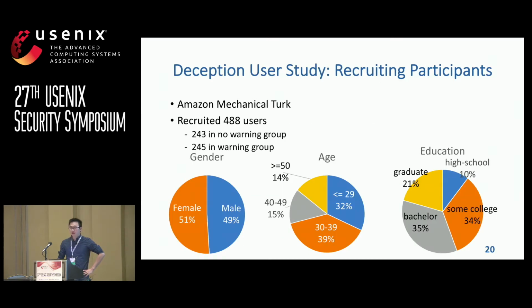So we recruited 408 users from Amazon Mechanical Turk. 243 are in the no warning group, and 245 are in the warning group. We have a balanced gender distribution and a diverse age and education level distribution.